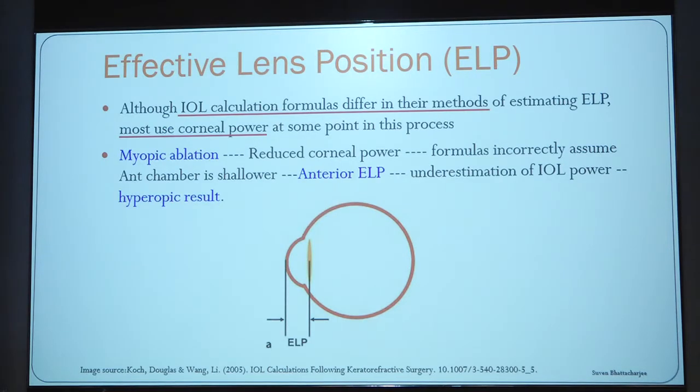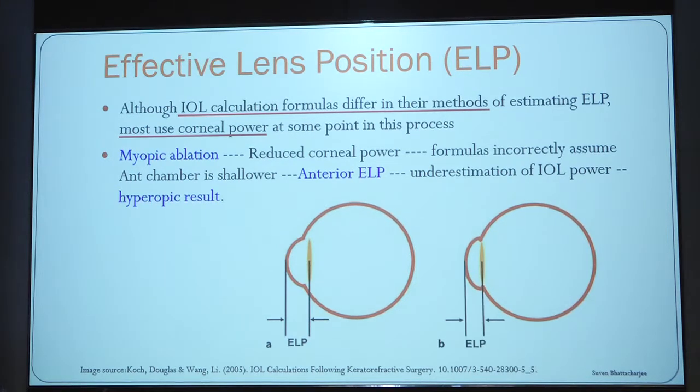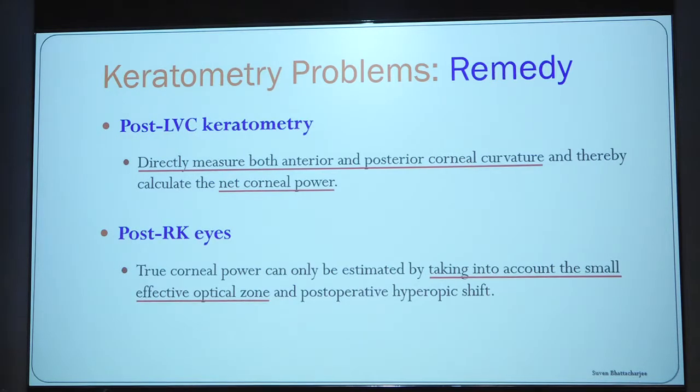Now, the IOL calculation formula may differ in whatever way, but they do use the corneal power in assessing the ELP at some point in the formula. So if you have a myopic ablation, the formula incorrectly assumes that the anterior chamber is shallow, so you have an anterior ELP and underestimation of the power, and you have a hyperopic result. The remedy for post-laser vision correction is to directly measure both anterior and posterior curvature, and thereby you get the net corneal power. So now you have the real corneal power. In post-RK eyes, you have to take into account the optical zone also.